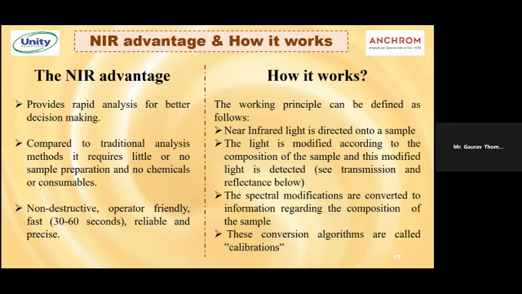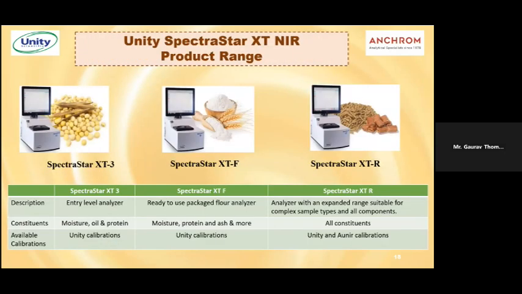So in this range of NIR, we have three modules. We have our SpectraStar XT3, an entry level analyzer. It analyzes any three parameters from your sample. It could be your protein, ash, and moisture, or any other parameters based on the product that you are analyzing. Next, we have this SpectraStar XTF. This SpectraStar XTF is for the grains and the flour that is prepared from those grains. So it is able to evaluate that.